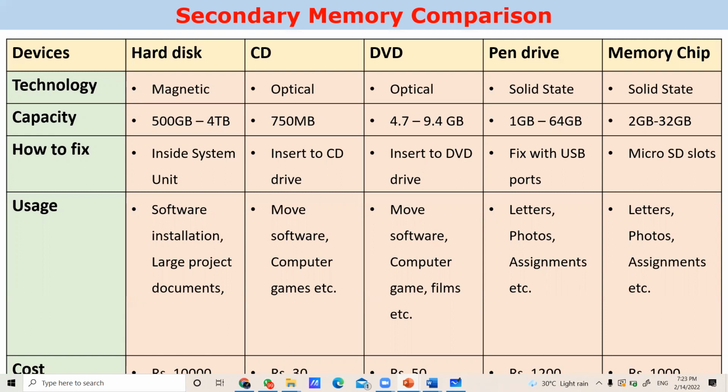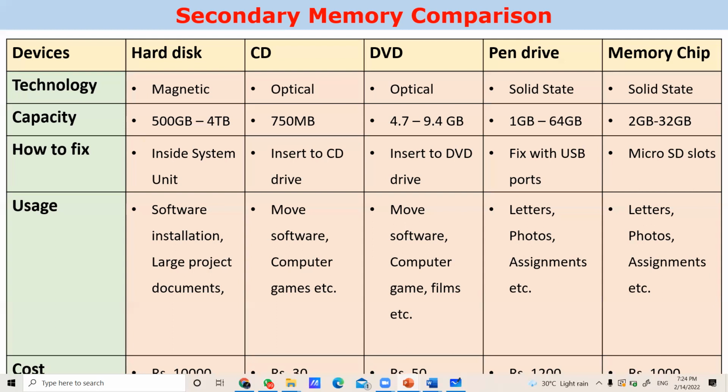Then just look at the chart here. How to fix? That means how you are going to use it with the computer. Hard disk is normally located inside the system unit, but in some situations an external hard disk is also available. CDs use a CD drive or DVD drive to read or write the CDs or DVDs. Pen drive is normally fixed in the USB port. If you want to use an SD card in your computer, you need a special slot called a micro SD slot. If you have this slot, then you can use the SD card.